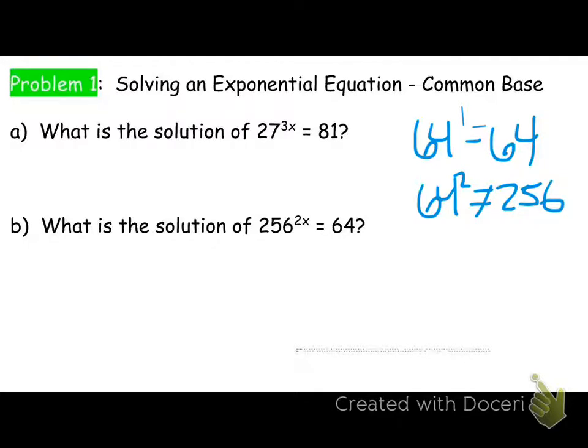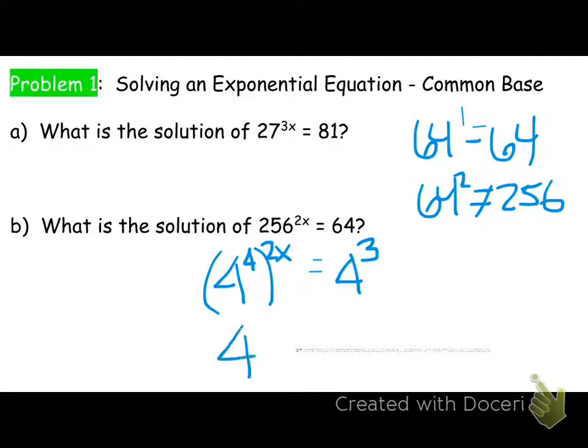So start with your smaller base. How can you rewrite 64? 4 to the 3rd. Definitely 4 to the 3rd is 64. Which then tells us that we have to rewrite 256 as a base of 4. Is everybody with me so far? The key is you want both sides to have the common base.